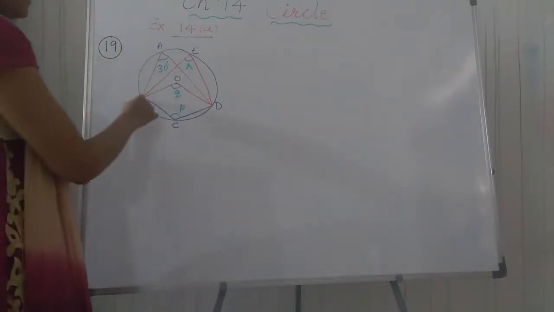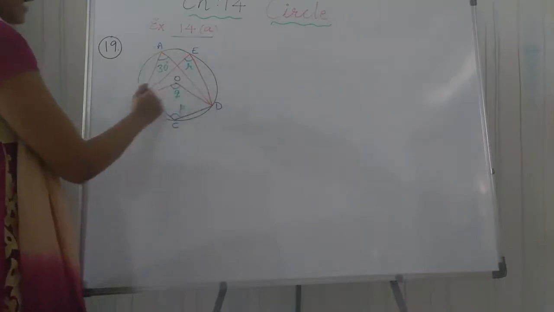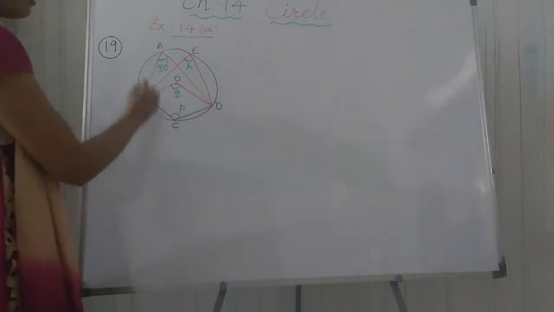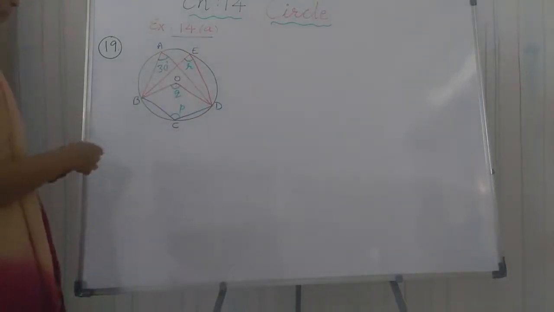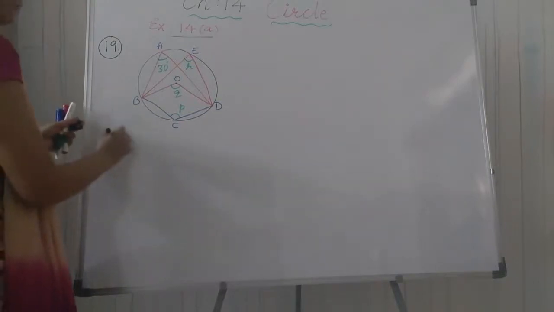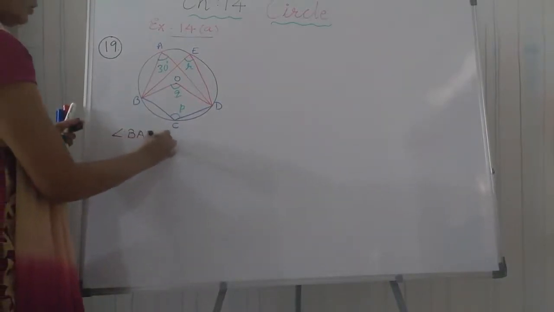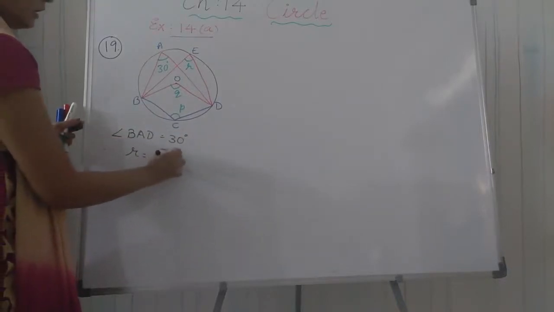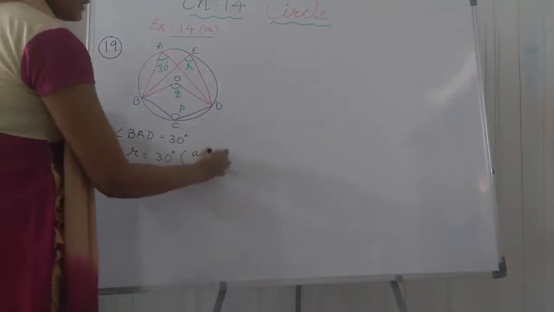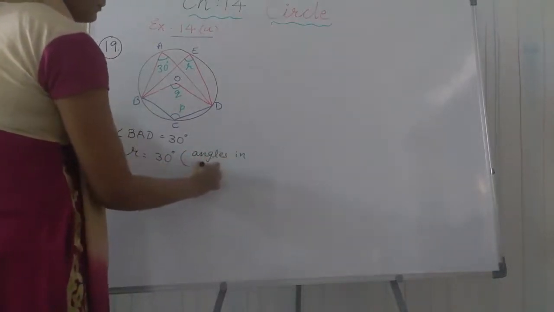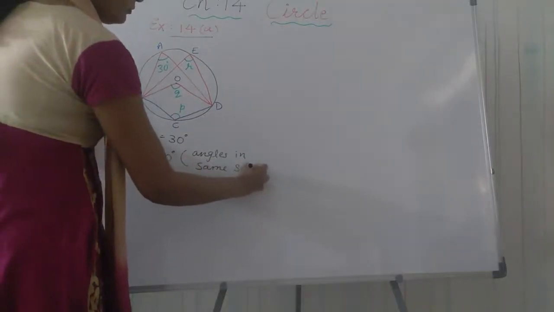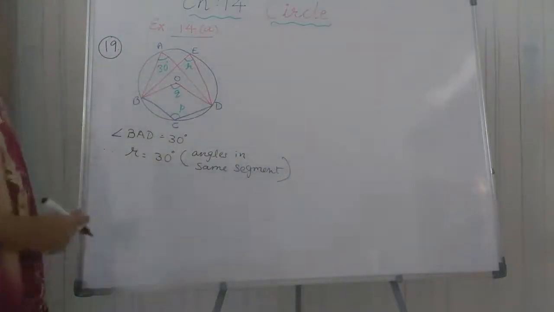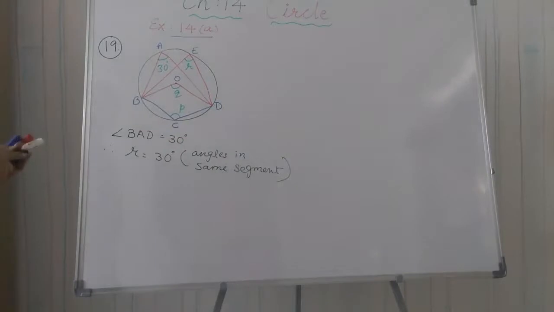First of all, you see this angle BAD and BED are forming with the same arc BD, or you can say angles in the same segment. So I am writing here angle BAD is equal to 30 degrees. Therefore R is equal to 30 degrees. Why? Write angles in the same segment by the arc BD. I am not writing more, only angles in the same segment is sufficient.